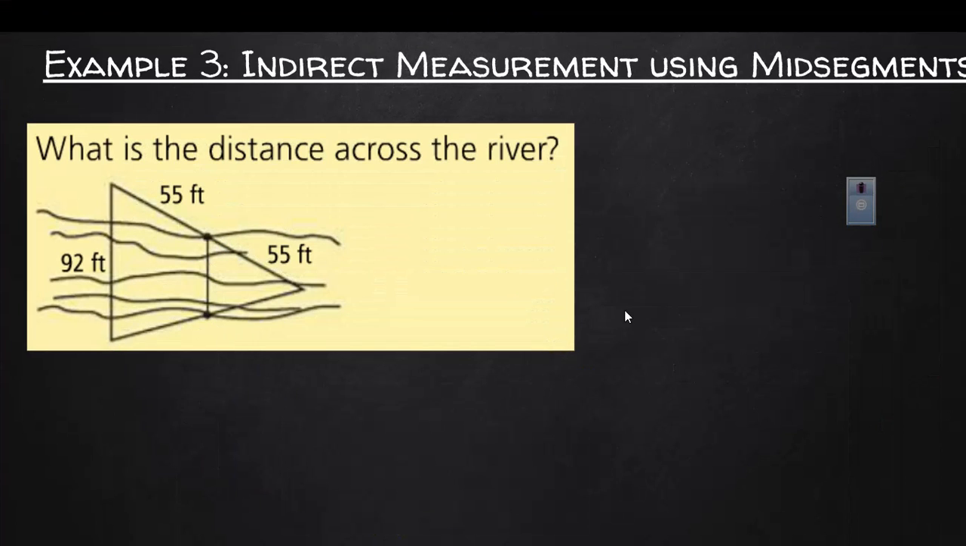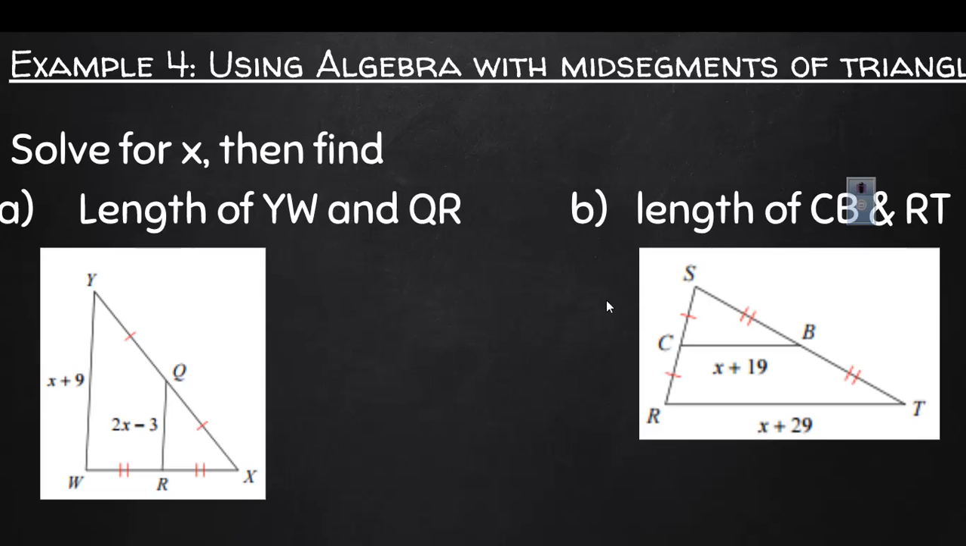All right, that was using indirect measurement, measuring something without physically measuring it. So now let's use algebra to solve with midsegments of triangles. We're going to have variable expressions, so we need to find either the lengths by finding x and then plugging it back in, or we're going to find the value of the variable. So solve for x and then find the length of YW and QR.